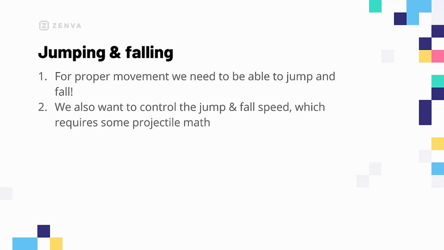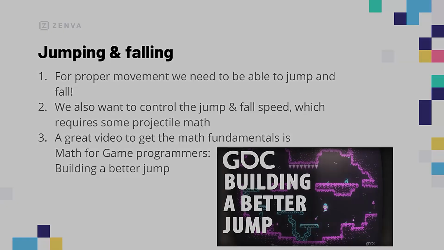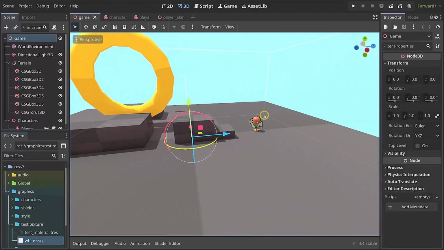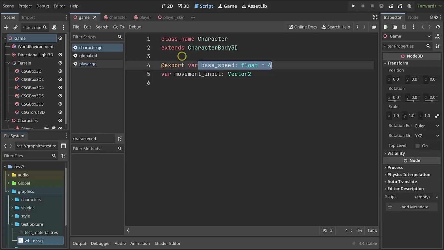For all of that, we are going to use some projectile math, which does get slightly more advanced. I won't go into too much detail, but if you are interested, check out this video, Math for Game Programmers, Building a Better Jump. This one goes over the math in a lot of detail and is super interesting. Here we are back in Godot, and I want to work inside of the script for the character. In there, we have to create a whole bunch more variables for the jump mechanic.